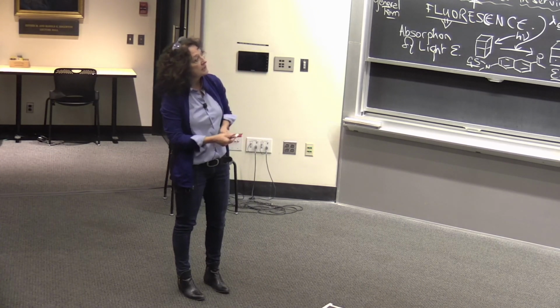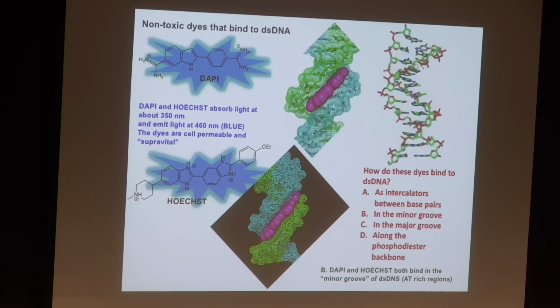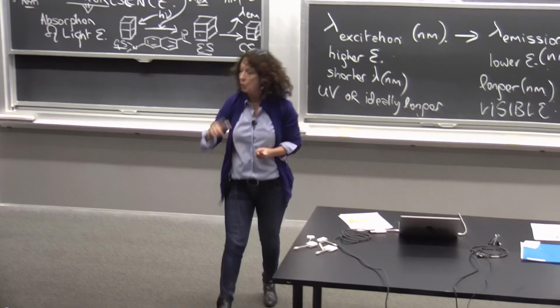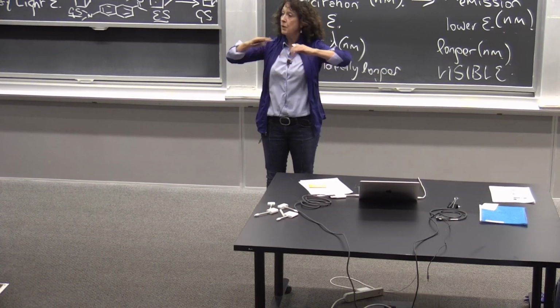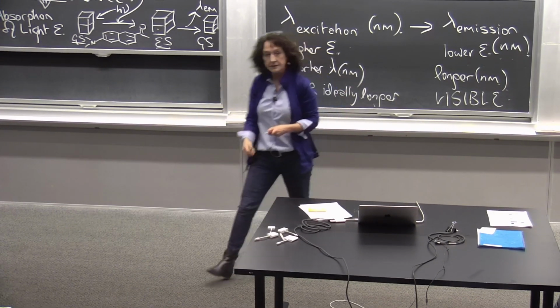So these compounds are known to bind in the minor groove, and in particular, they bind in regions of DNA where there's AT, not GC. Those are the places where there's just the pair of hydrogen bonds instead of the trio. That's just their habit, their personality, all right?